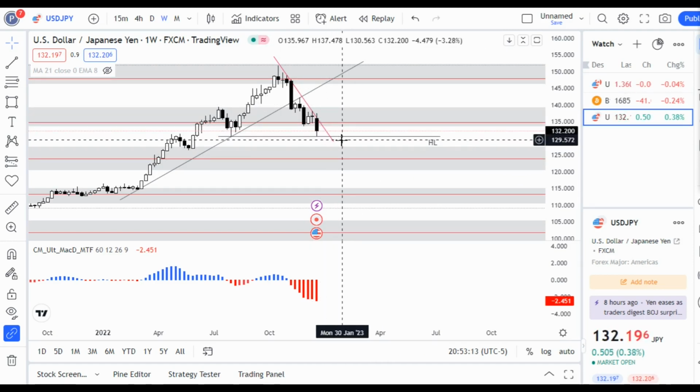What you can see right now is that with the help of these lines, we are going to check where the market is currently, where the market is approaching, and which direction you think the market will be going.